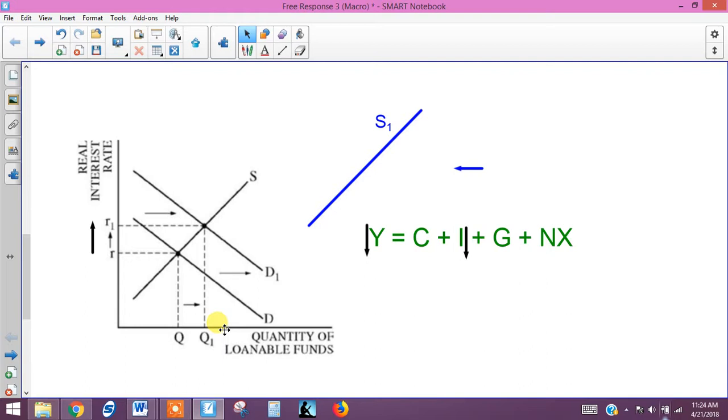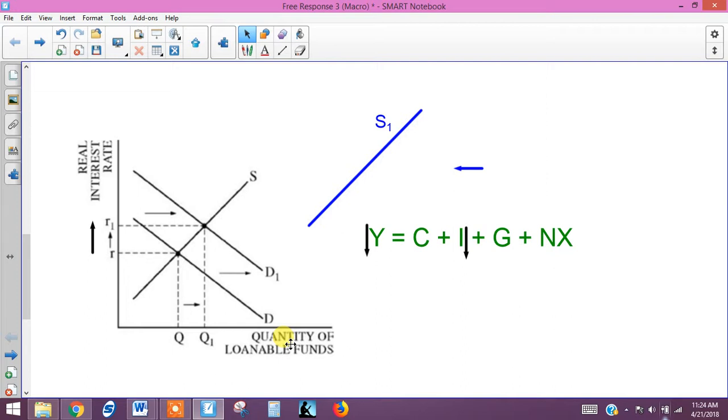So let's see, where are we here on this? So we want to make sure we say that, now, we want to make sure you show the rightward shift in the demand for money, in the money demand, and you want to make sure that you label your graph with the real interest rate on the vertical axis and the quantity of loanable funds on the horizontal axis.